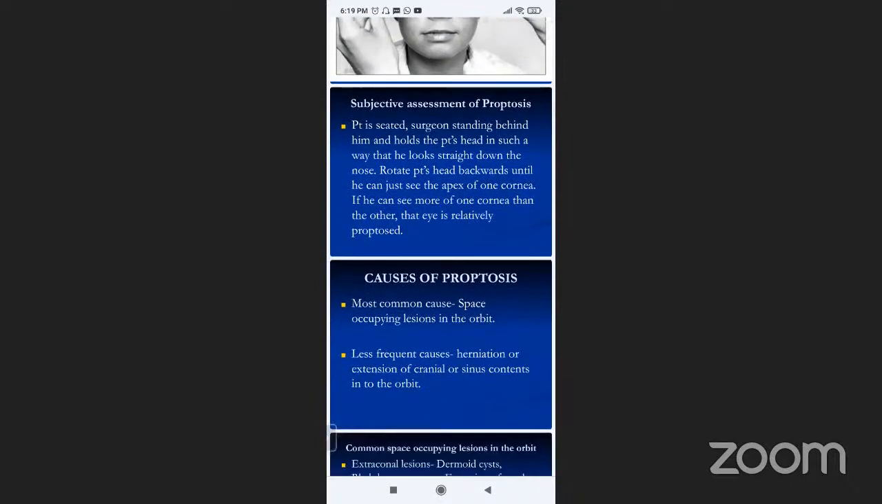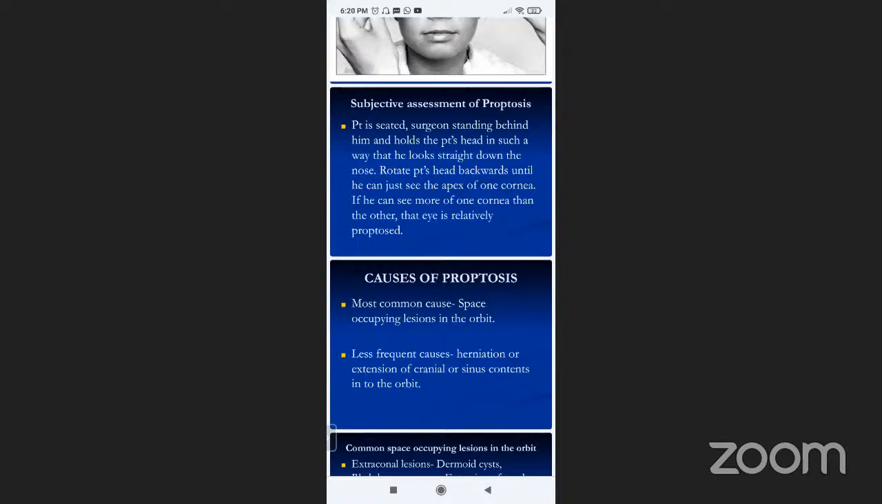Coming to the causes of proptosis. Usually the most common cause is any space-occupying lesion within the orbit. Less frequent causes are herniation of the contents. Before that, I can tell the relations of the orbit. Above, it is related to the anterior cranial fossa, below it is related to the maxillary sinus. So in blowout fractures of the floor of the orbit, or any tumors arising from the maxilla, these maxillary tumors can invade the orbit. So that can itself produce proptosis.